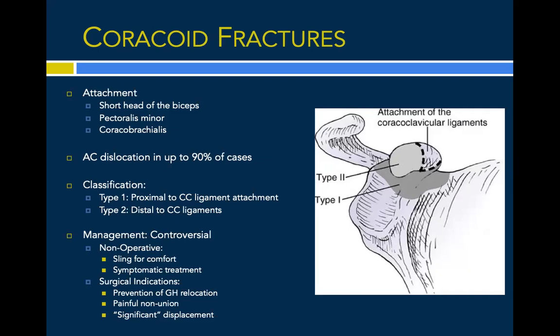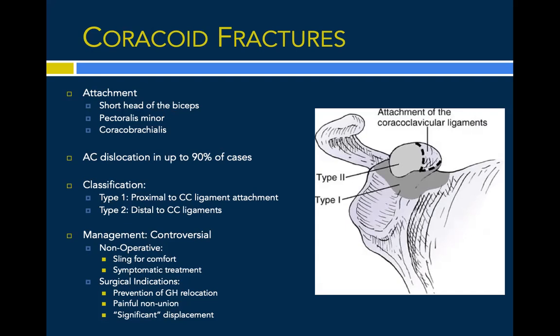I want you to remember one more global concept as we're subtyping these. Think the acromion and the coracoid. The subtypes are really trying to help you predict outcome, right? So that type 3 with the collapse of the subacromial space is problematic because it affects the outcome. Here, your type 1s and 2s, a type 2 distal to those coracoclavicular ligaments is going to be much less problematic than one proximal to it. So management here is really controversial.